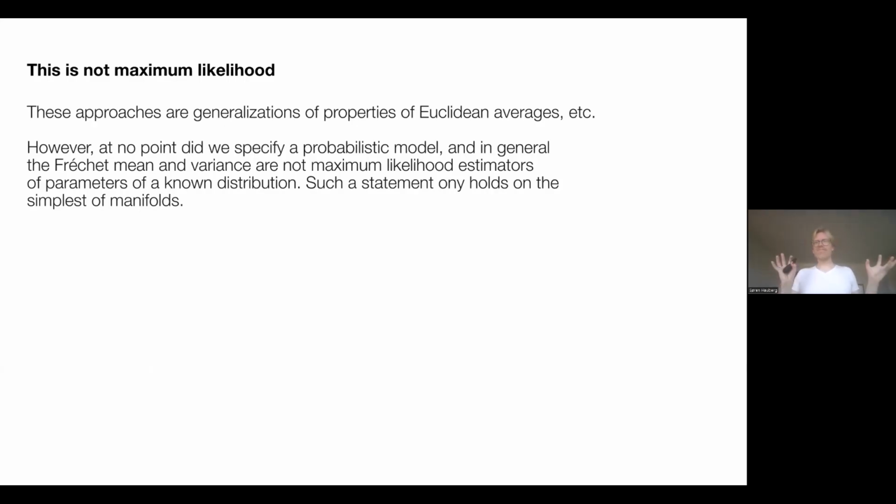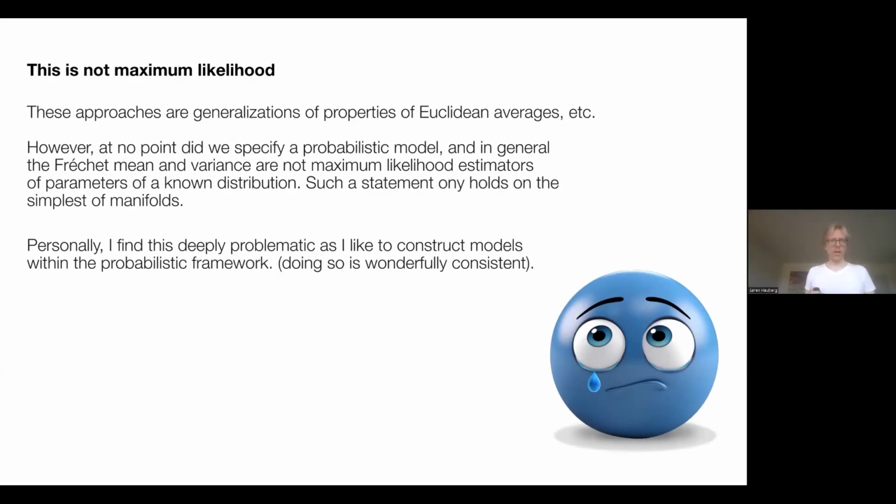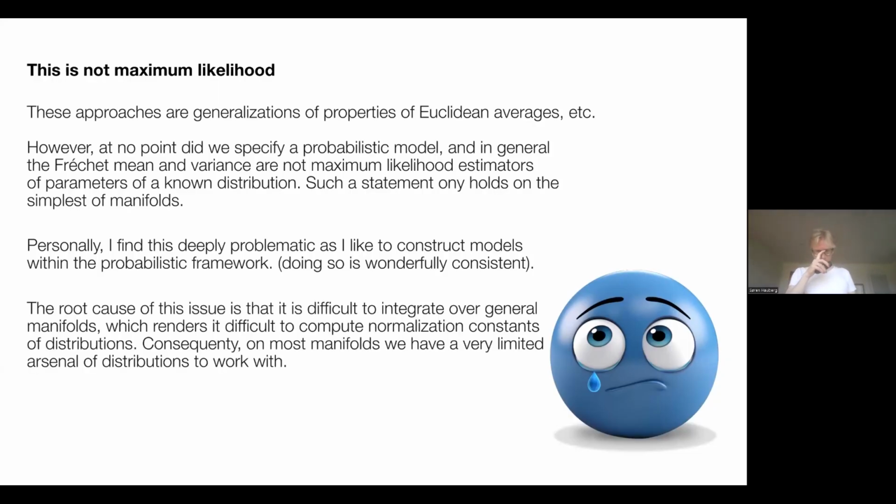And it makes it a little bit unclear what we're actually doing. And yeah, that's a little bit problematic in my mind. Well, on the slide, it's deeply problematic, but I do find it rather problematic. So why are we not then just doing maximum likelihood? Well, the reason we are not doing maximum likelihood in general when we learn on manifolds is that we rarely have distributions to work with in the first place.